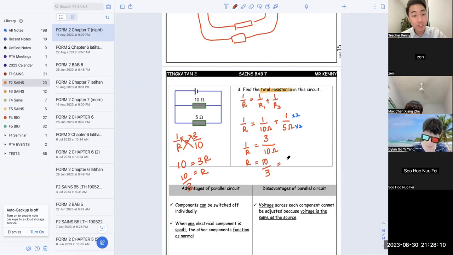And 10 divided by 3 is how much, students? Calculator? Hello? 3.33 ohm. Understand? Can or not?